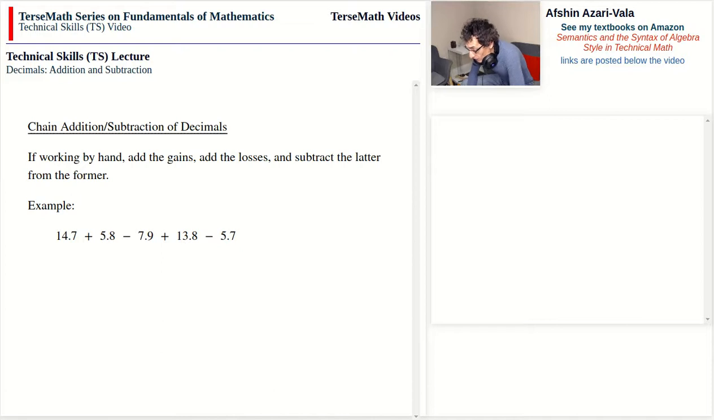If you're working with a calculator, then of course you would go from left to right and punch in the numbers as you see them. But if you're working by hand, then this approach where we add all of our gains and then subtract the sum of the two losses here, 7.9 and 5.7, is easier because it involves fewer subtractions. Addition is much easier than subtraction, and while going from left to right here would require that I subtract twice, once when I get to 7.9 and then again when I get to 5.7.